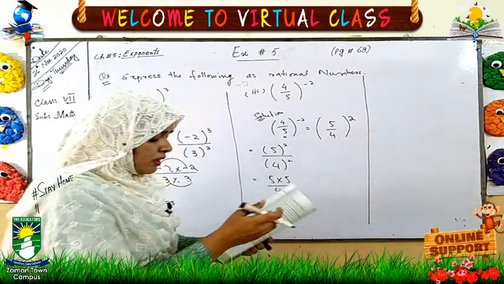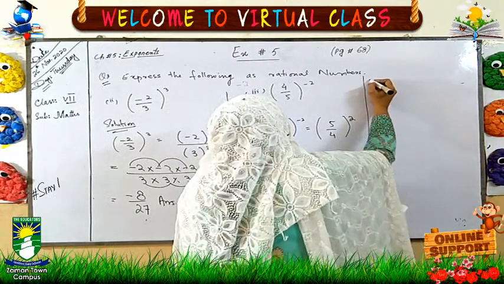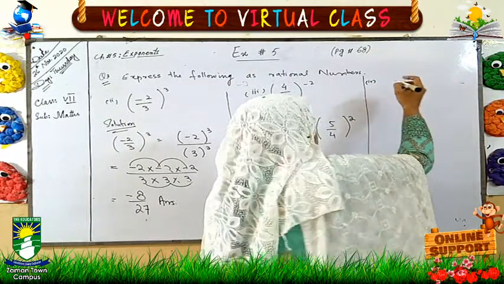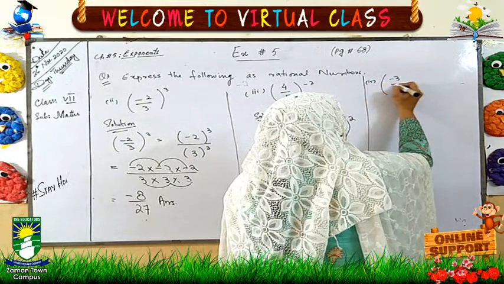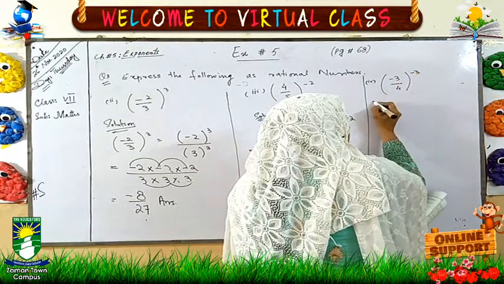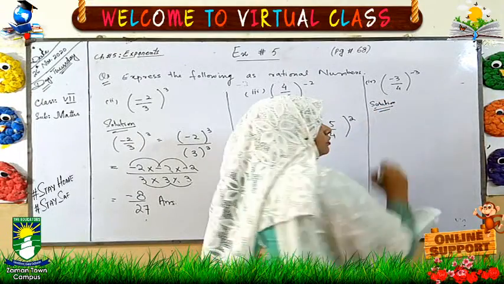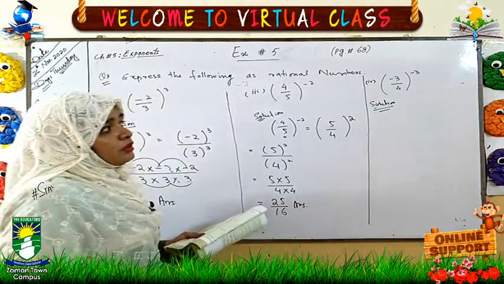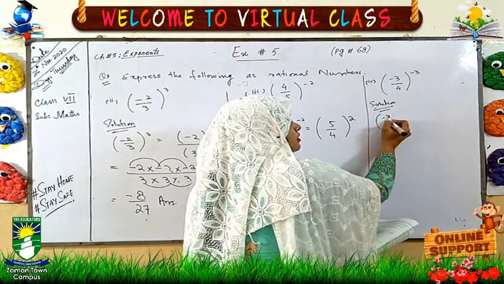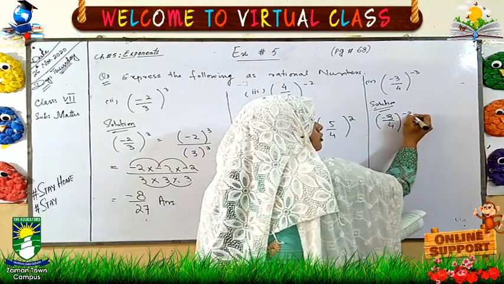If we talk about part 4 of question number 3, it is minus 3 upon 4 raised to power minus 3. So your question is minus 3 upon 4 raised to power minus 3.